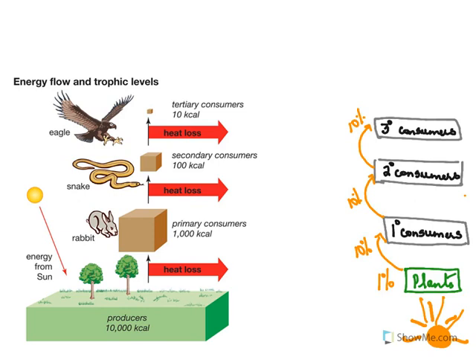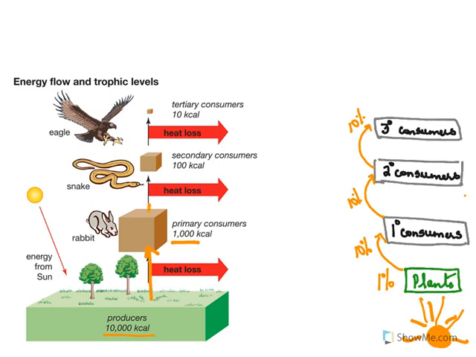Here, the energy present in the plants is 10,000 kilocalories. But the energy available, or that is transferred to the next level, that's in the rabbit, is 10% of 10,000, and 10% of 10,000 is 1,000 kilocalories. So 1,000 kilocalories are available at the primary consumer.